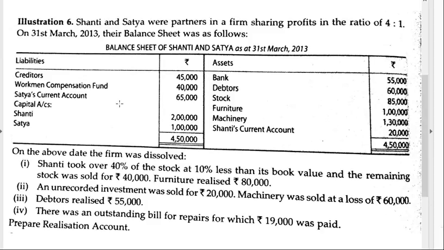Says 40% of the stock is taken over by Shanti, that is asset taken over by a partner. Then the remaining stock was sold for 40,000. Furniture realized 80,000. And unrecorded investment was sold for 20,000. That is a gain, right? That is amount realized from an unrecorded investment. Then it says that machinery was sold at a loss of 60,000. Clear, friends? Then it says debtors realized 55,000. There was an outstanding bill for repairs for which 19,000 was paid. Unrecorded liability.